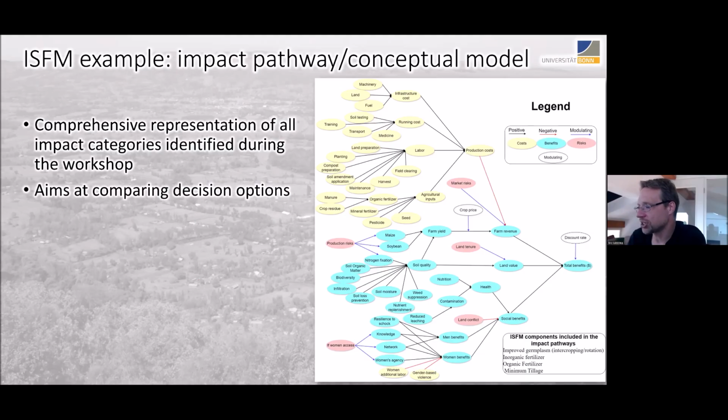Everything in blue is related to benefits, and you also see certain risk factors here, market risks, production risks. So the ambition here is to make as comprehensive a model of the decision situation as possible, and then to figure out whether this is ultimately beneficial for farmers to adopt these kinds of practices.